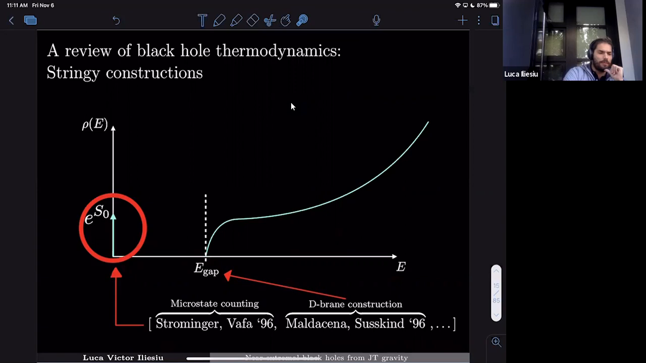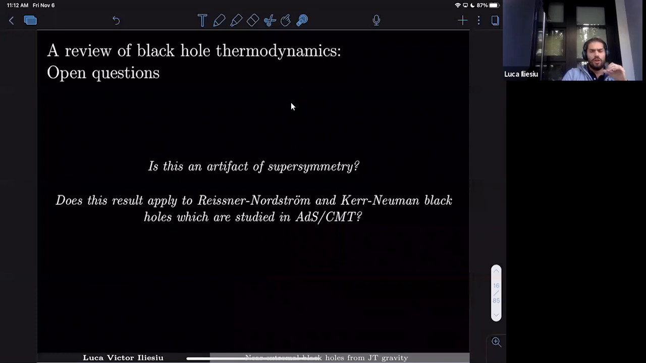And this scale E gap was conjectured through some constructions called Debrane constructions, also in the 90s. So the question that I'll try to address today is, is this feature really universal? Do all black holes have this sort of gap? Or is it an artifact of the fact that the string theory settings that the authors I mentioned used contain a certain amount of supersymmetry, which is a symmetry that relates fermionic and bosonic degrees of freedom? And more related to AdS/CMT, does this result apply to Reissner-Nordström or Kerr-Newman black holes, which are typically studied in AdS/CFT in systems that don't have supersymmetry?